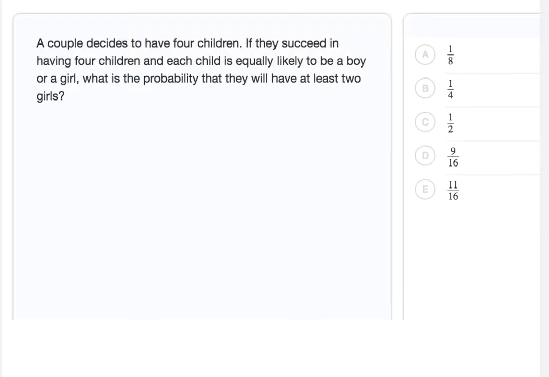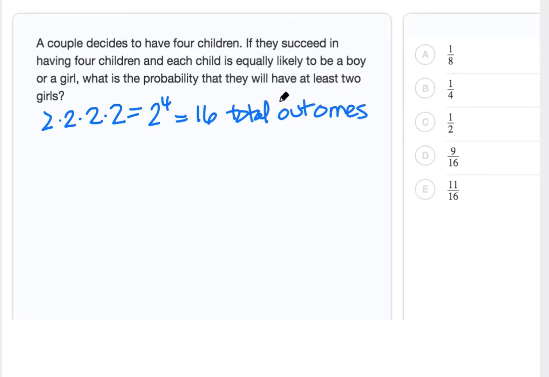So for each child, there are 2 possible outcomes, a boy or a girl, and since there are 4 children, the total possible outcomes is going to be the product 2 times 2 times 2 times 2, which is 2 to the 4th, or 16. So there are 16 total outcomes for this scenario.